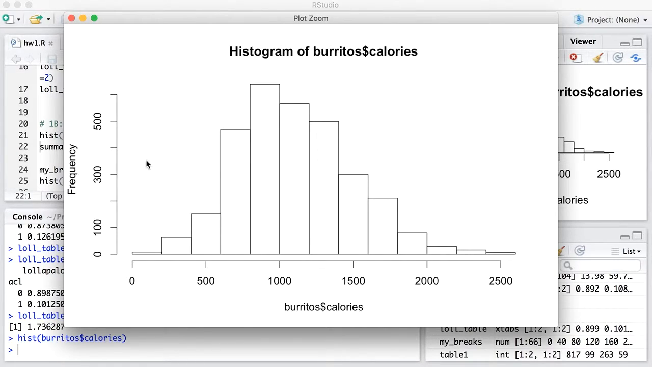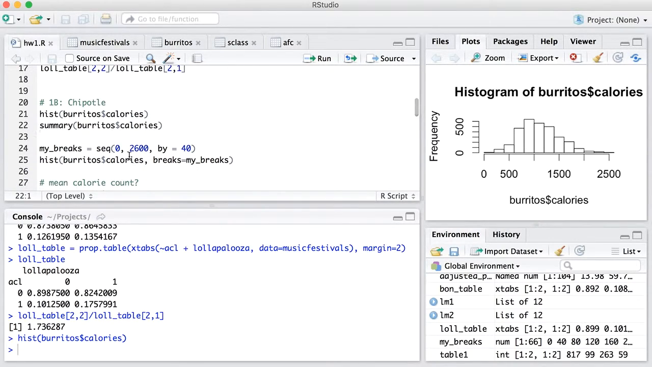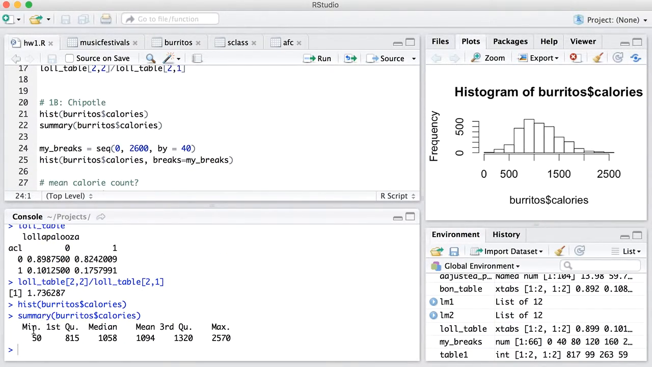So one of the things I asked you to do: this looks like the bins are maybe 200 in width or something. Instead of bins that are 200 calories wide, let's make bins that are 40 calories wide instead. The way I'll do that, we know that the data runs from 50 at a minimum to 2570 at a maximum. So I'll just make my breaks run from 0 to 2600 to make sure I'm capturing both of those endpoints. And I'll have them break every 40 calories.